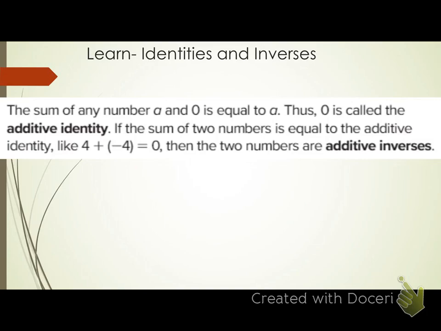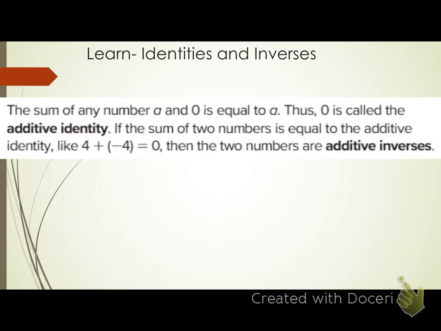Okay, you guys hopefully know this, but the sum of any number A and 0 is what? If I add 0 to any number, what do I get? That number. We're talking about addition here, right? If I add 0 to any number, I'm going to get that number back. So I'm adding nothing to it, right? So the sum of any number A and 0 is equal to A. Thus, 0 is called our additive identity.